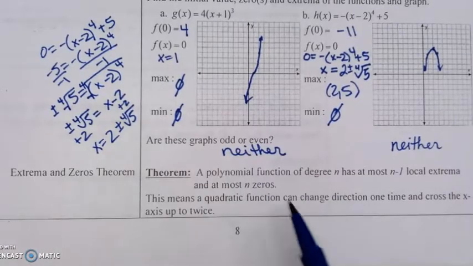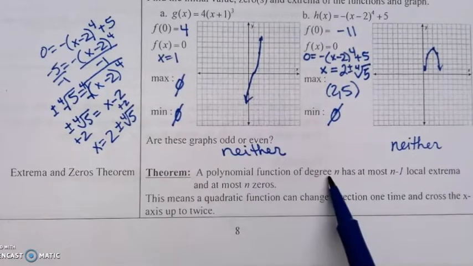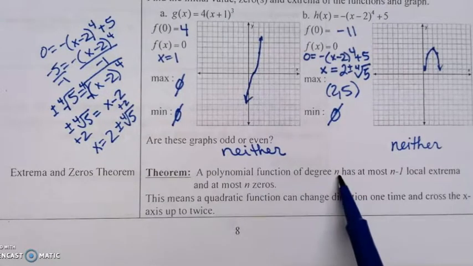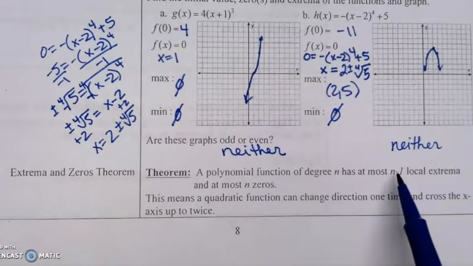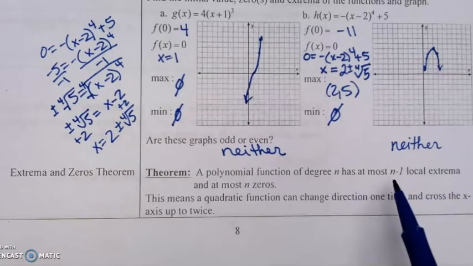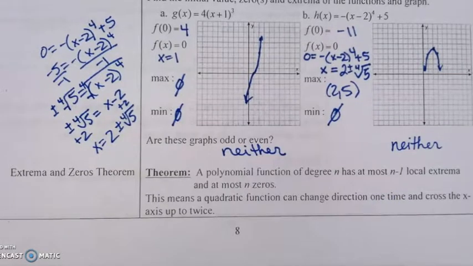The theorem at the bottom here just tells us that if I have a function, I can always identify its degree, and it can switch directions at most n minus 1 times. So if I have a degree 5 polynomial, it can switch direction 4 times. If I have a degree 3 polynomial, it can just switch directions 2 times.